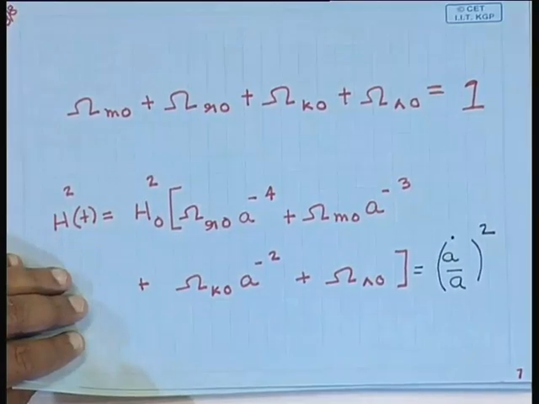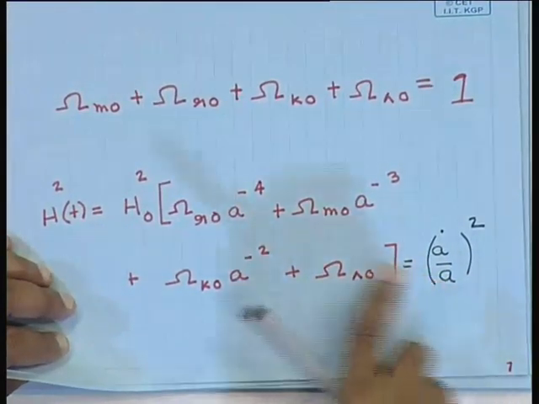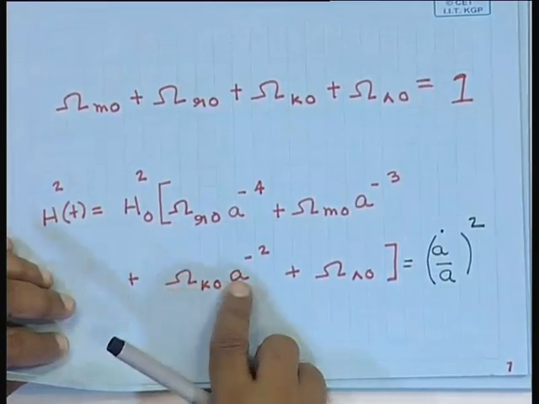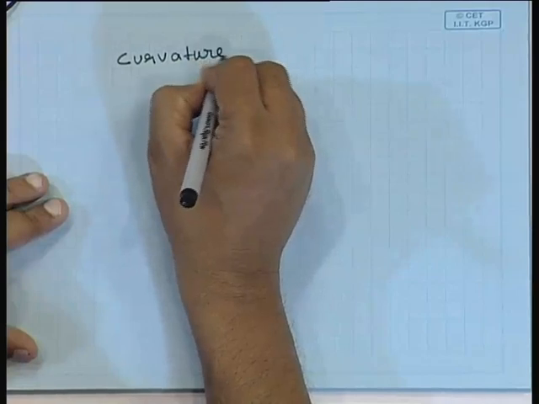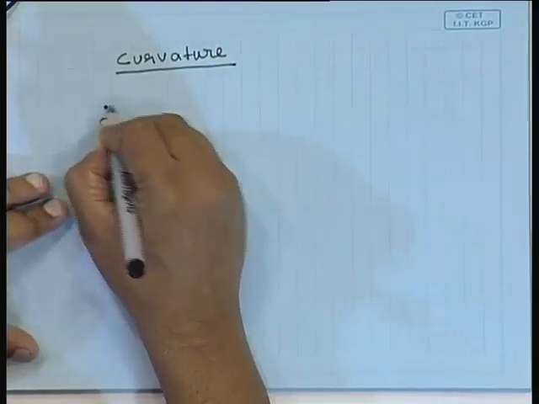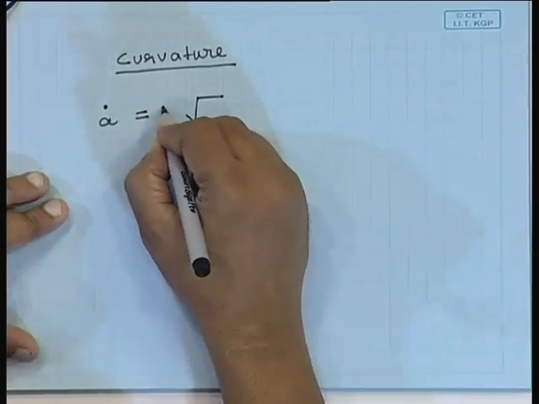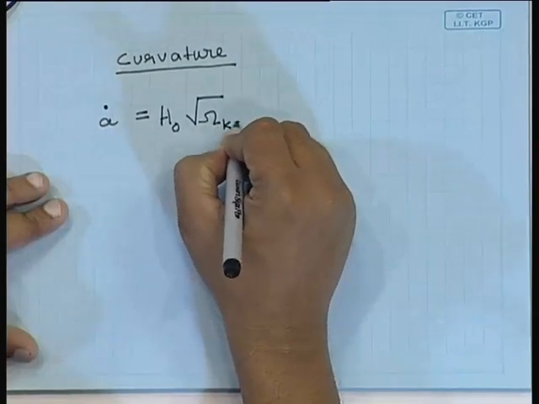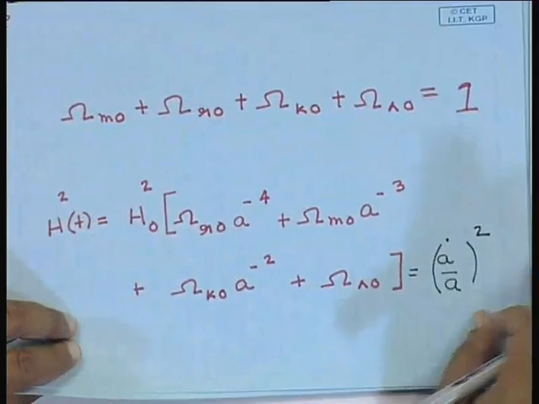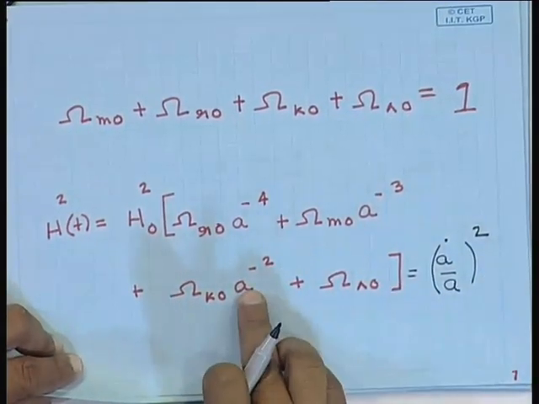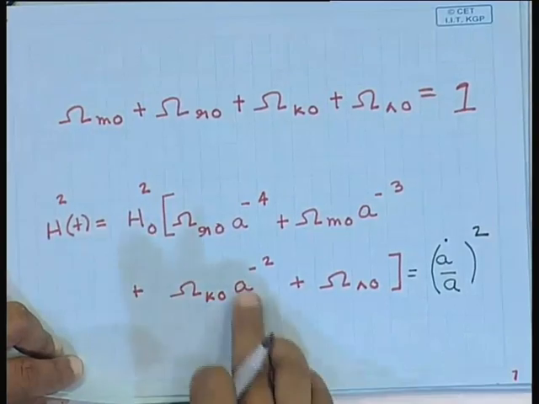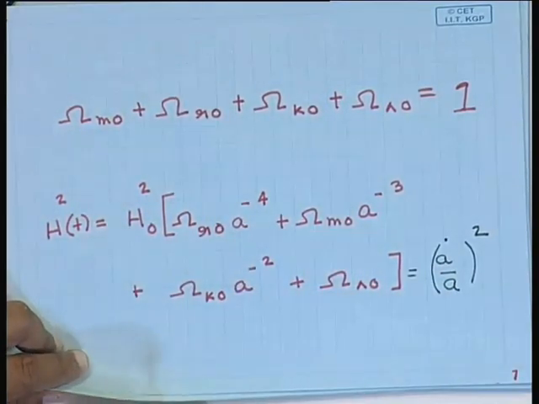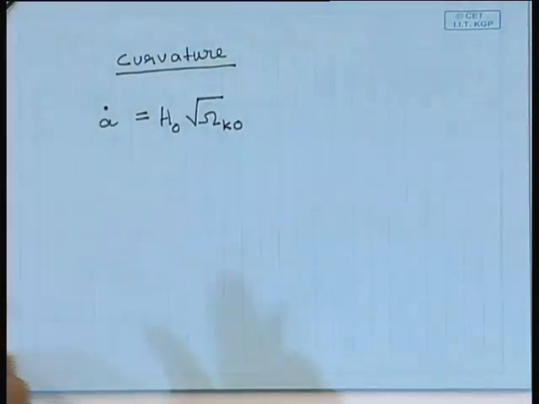Okay. So the equation in this situation, when the universe is curvature dominated, you can see from here, A dot by A is H naught square root of omega curvature naught into 1 by A. So A dot is equal to H naught times the square root of omega curvature naught, and that is it, right. A to the power minus 2 and A to the power minus 2 will cancel out from both sides. So this is what we have, and the solution is straightforward.